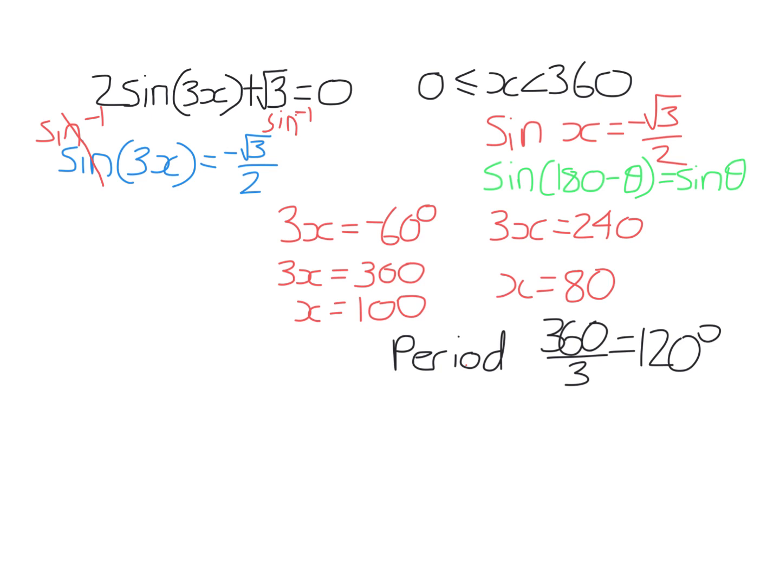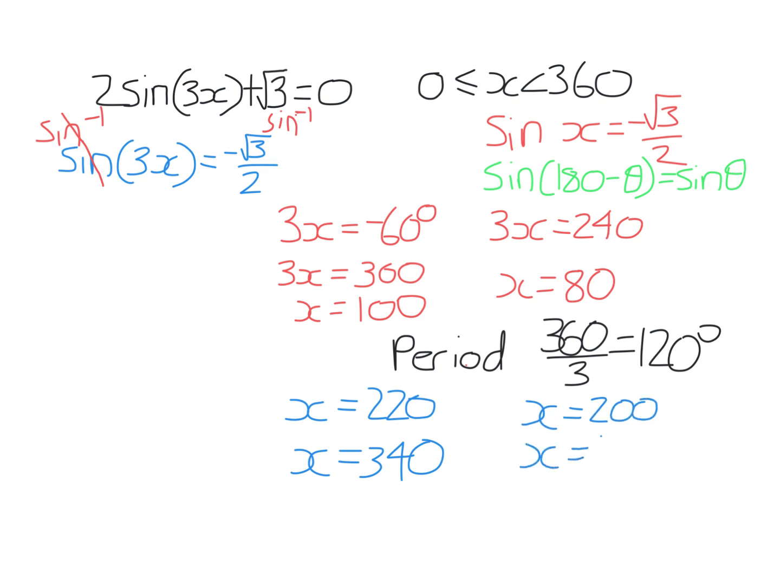So for x equals 100, we will also have the solution of 100 plus 120. We'll also have the solution of 220 plus 120. If I add another 120 here, I'll get 460, which is outside the range. For x equals 80, we can find another solution by adding 120, and then I can add 120 again. So here we have 6 solutions now.